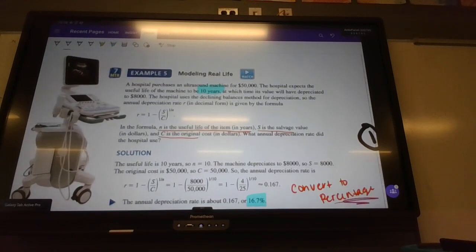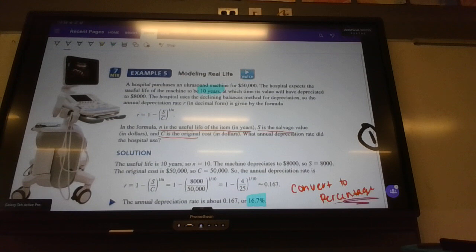This is an ultrasound machine. How much did the hospital buy the ultrasound machine for, Rowan? How much did it cost? $50,000. Medical equipment is pricey. The hospital expects the useful life of the machine to be 10 years, at which time its value will have depreciated to $8,000. So after 10 years, it's still worth $8,000. The hospital uses the declining balances method for depreciation.